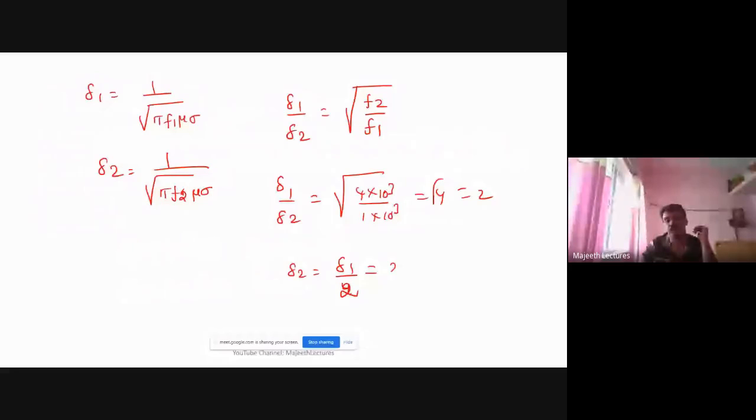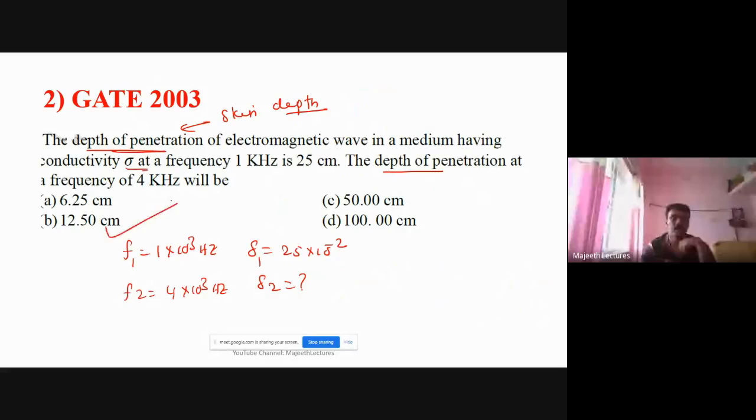25 into 10 power minus 2 divided by 2, that is 12.5 into 10 power minus 2 meter, 12.5 centimeter. So the answer is 12.5 centimeter.